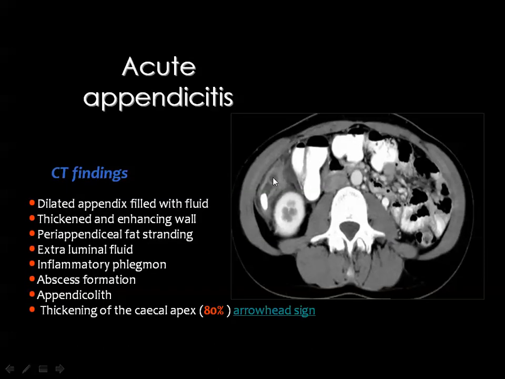And this is the appearance by CT. You see the appendix is distended with fluid, the wall of the appendix is thickened, and you can identify the appendicolith as a calcified lesion at the neck of the appendix. Many times you see stranding of the pericolic fat planes, and sometimes you get abscess in the region of the appendix, especially if the appendix has ruptured.